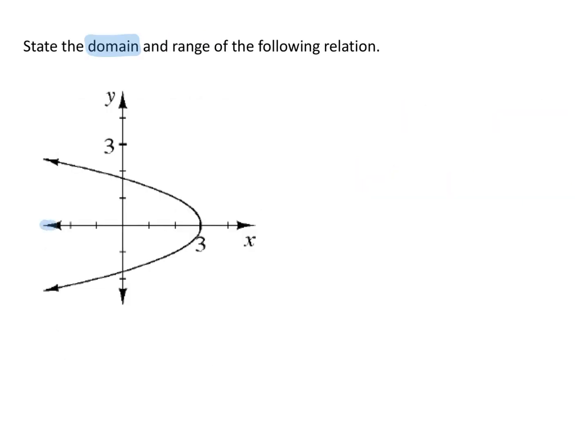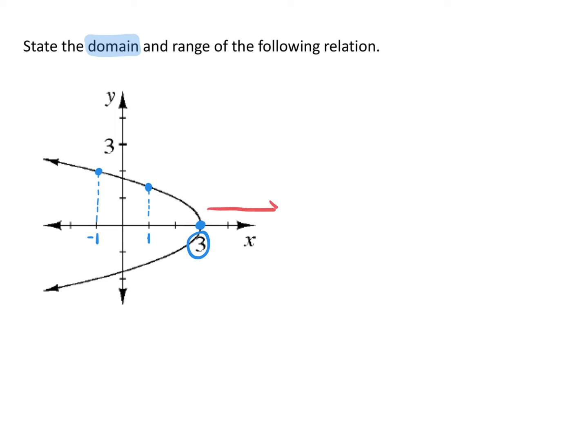So looking for the domain, we're going to see what x-coordinates our relation actually hits. So I'm going to make a point right here. Let's see, that hits it at -1. Okay, now what about a point right here? That hits it at +1. And let's go all the way at the end. This here, the x-coordinate would be 3.